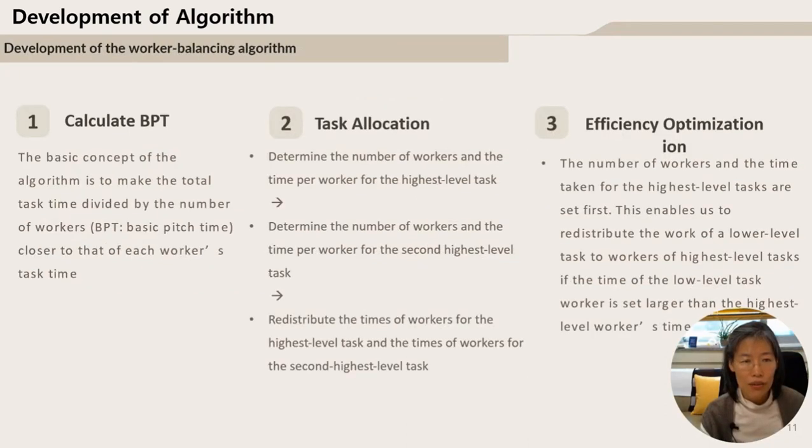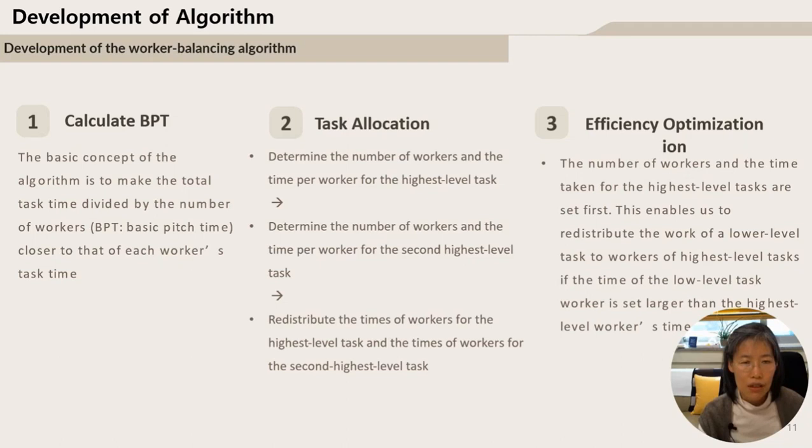Next, we developed an algorithm to optimize the production process according to the number of workers, based on the above-mentioned pre-data for customized production assignment and the conversion rules. The basic concept of the algorithm is to make the total task time divided by the number of workers closer to that of each worker's task time. The algorithm proceeds as follows.